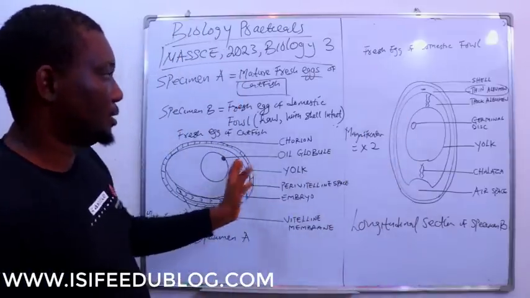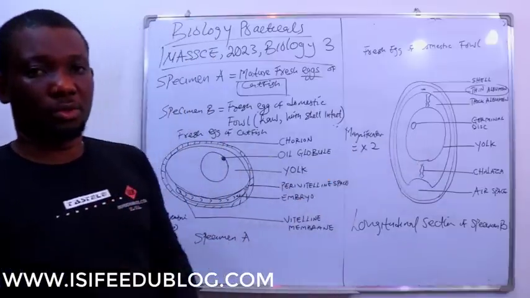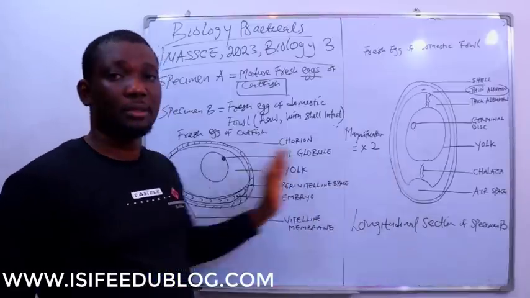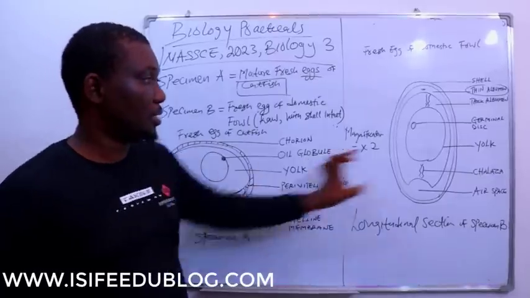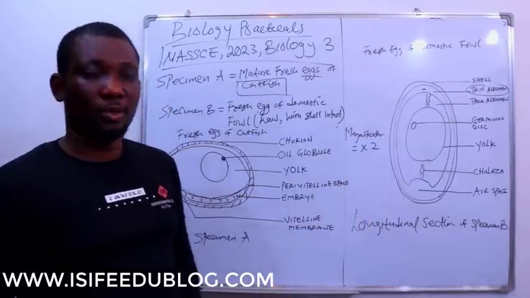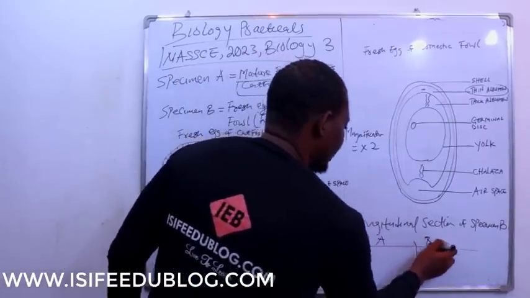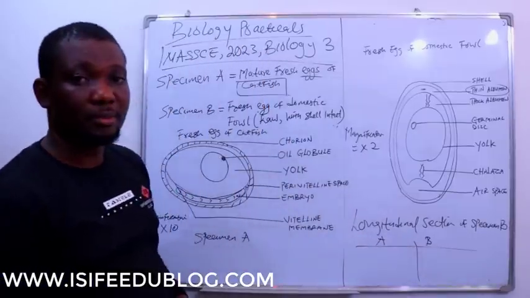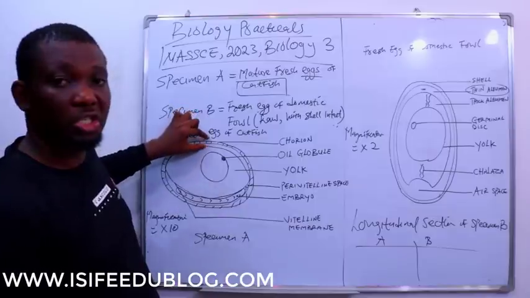So look at its structural similarities. Give two structural similarities between specimen A and specimen B. Please compare the sizes and the color. The sizes: small size, large size. Make sure it's in tabular form. A, small size; B, large size. Another difference again is the touch.